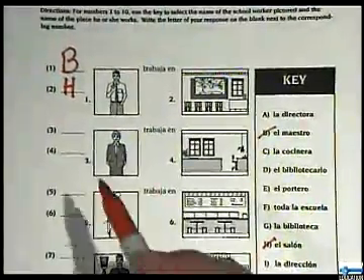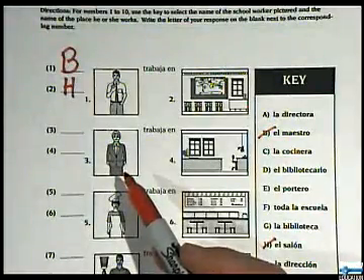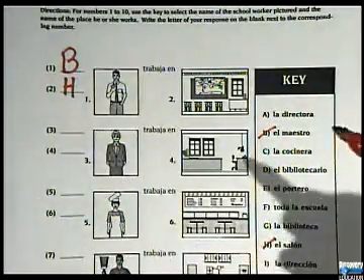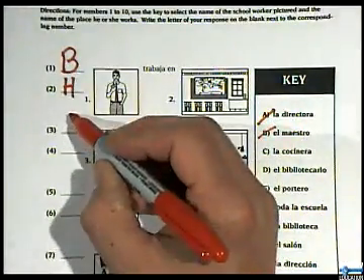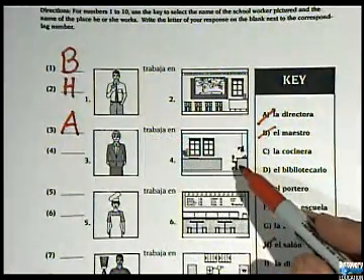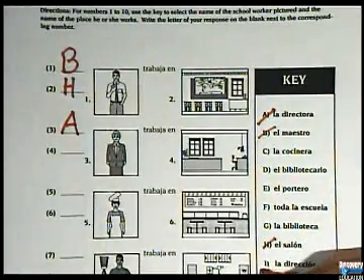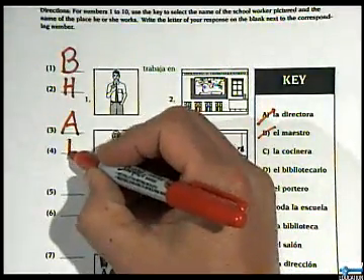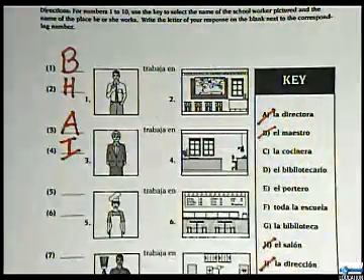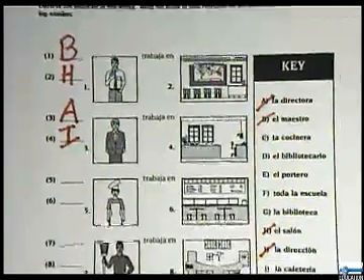The next two, this person trabaja en this place. Well, she's the principal or la directora, letter A. Trabaja en, she works in this place, which is the dirección, la dirección, letter I. So there are your next two. 3 is A, 4 is I.